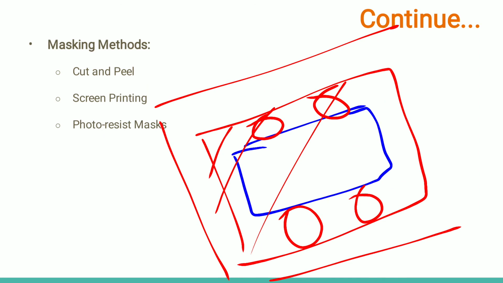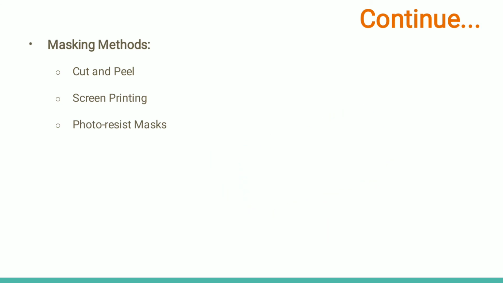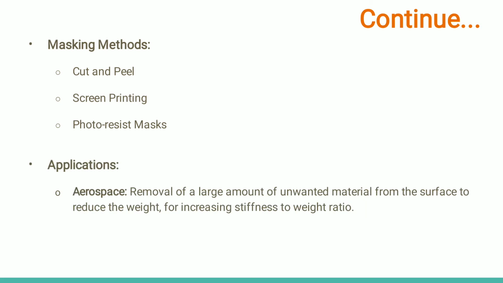Last is the application part. The application is in aerospace, the removal of a large amount of unused or unwanted material from the surface of the spaceship, so that we reduce the weight as well as increase the stiffness to weight ratio.